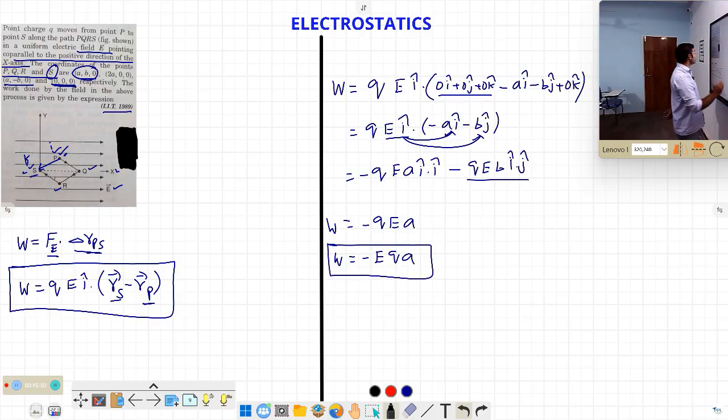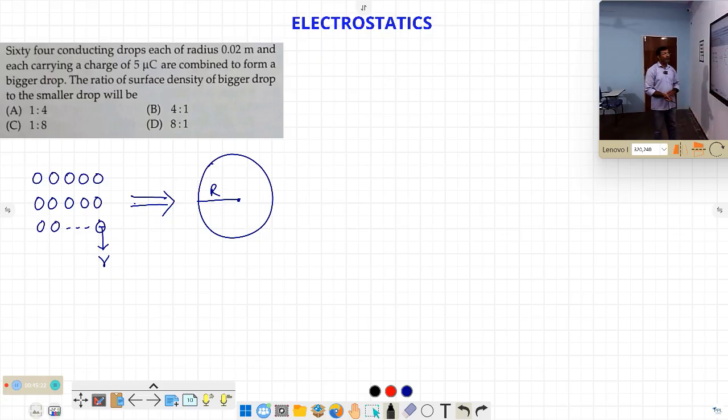No options are given here. So this is the work done in this process from P to R. This is an important question that was given in a previous IIT, and it is also an important concept question combining the surface tension topic and the electrostatics topic.